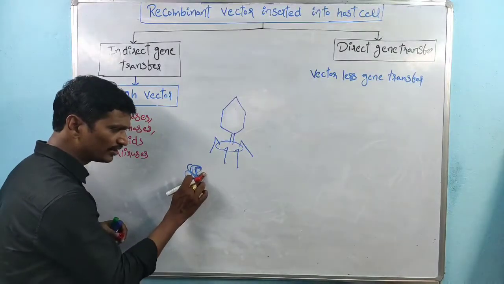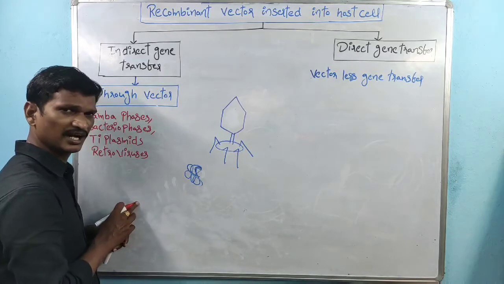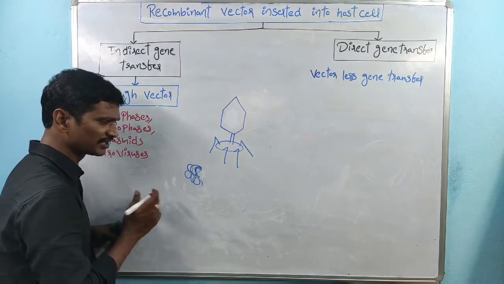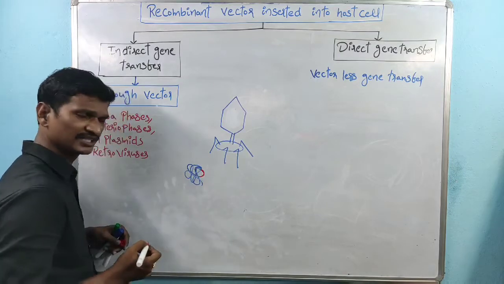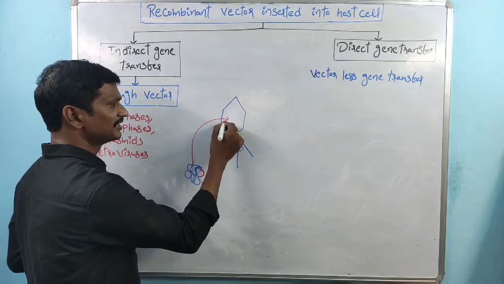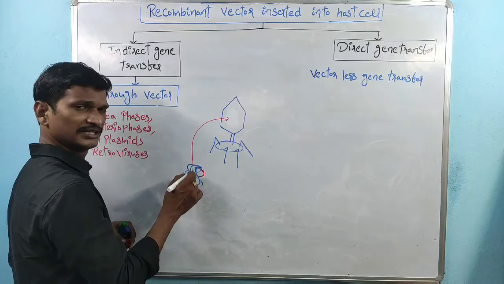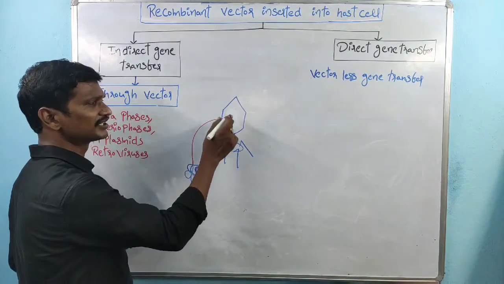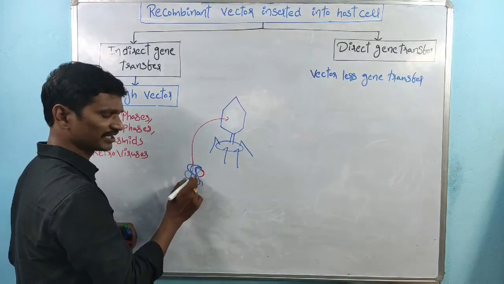We deleted unwanted parts of the viral genetic material. In that place, we inserted our desired gene. Then this is reinserted into the vector. This total genetic material content is reinserted into the virus. Okay, this one is considered as the vector here.